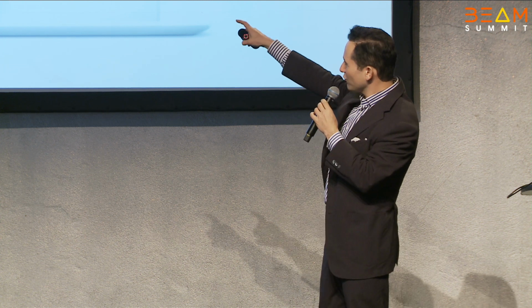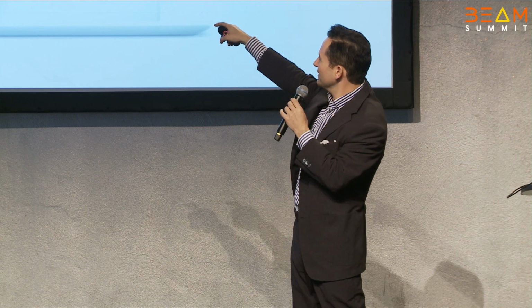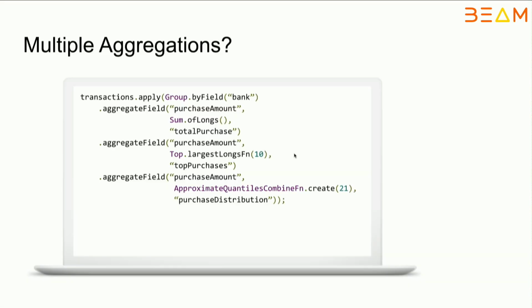Multiple aggregations. What was so hard to do with ComposeCombine? Well, with this group transform we just saw, you can just nest these aggregate fields. So take transactions. Let's say for every bank, I want a few aggregations. I just say group by bank, and say aggregate field, aggregate the purchase amount, sum it together, and call it total purchase. Aggregate purchase amount again, take the largest funds, call it top purchases, and do it again with approximate quantiles. This will just spit out a new PCollection with a schema with three fields.